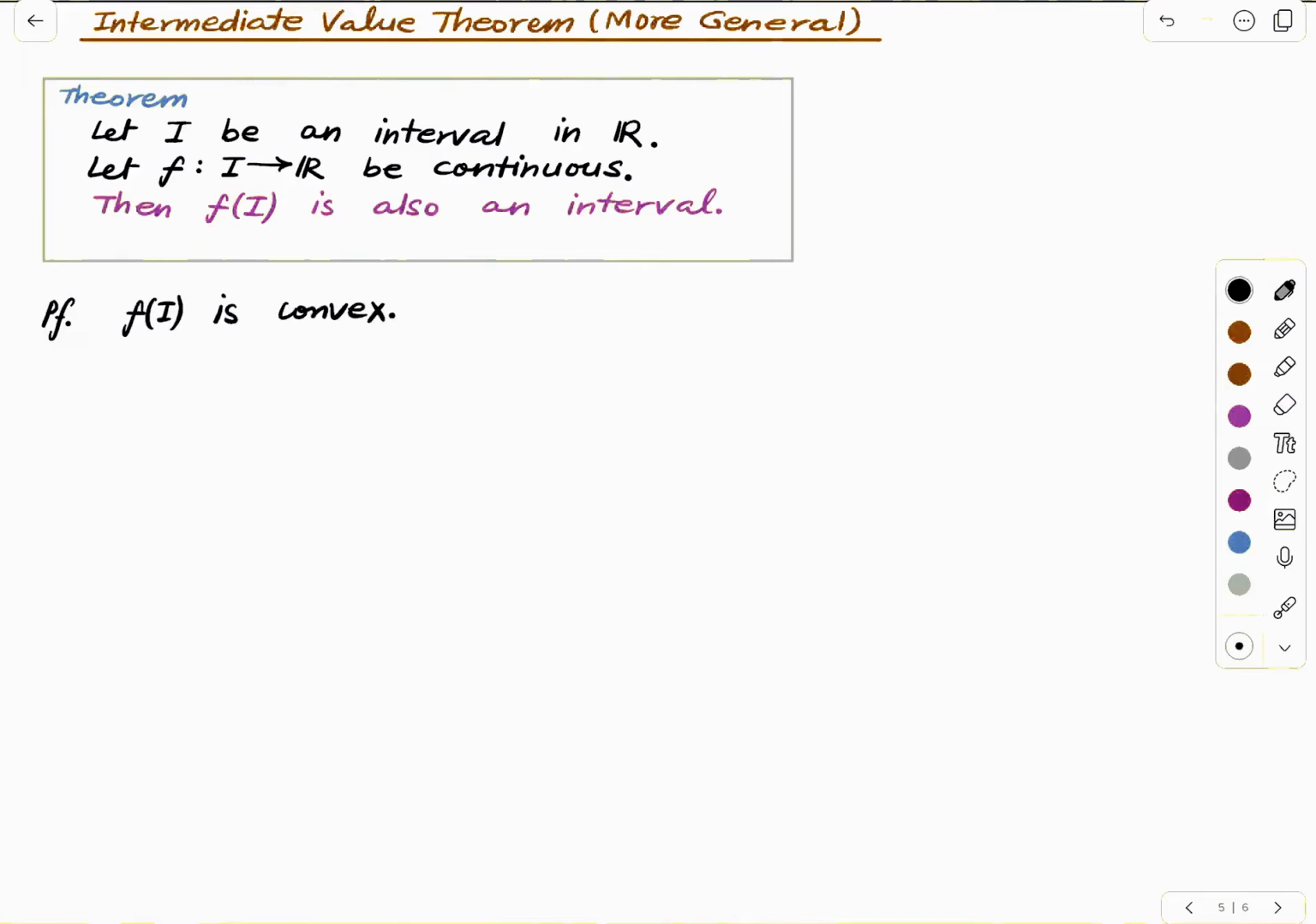Again, what does that mean? It means that whenever you choose 2 points in f of I, one less than the other, then everything between them will also be there in f of I. And the reason for that is the intermediate value property that we just proved. So suppose I choose 2 points in f of I. Let's call them x and y. Since x is in f of I, x is equal to f of a for some point a.